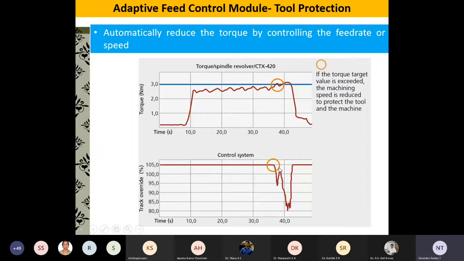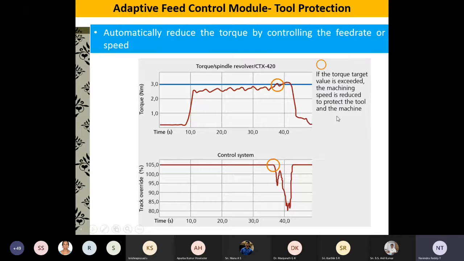Here you can see in this case the override is at 105, and the torque keeps increasing and has crossed 3 Newton meter at this particular juncture. There immediately our algorithm automatically reduces the override function to 80%. When you bring the override to 80%, you see the torque it is experiencing is very low. That way you can safeguard the tool. By just reducing the feed, you are able to safeguard the tool.